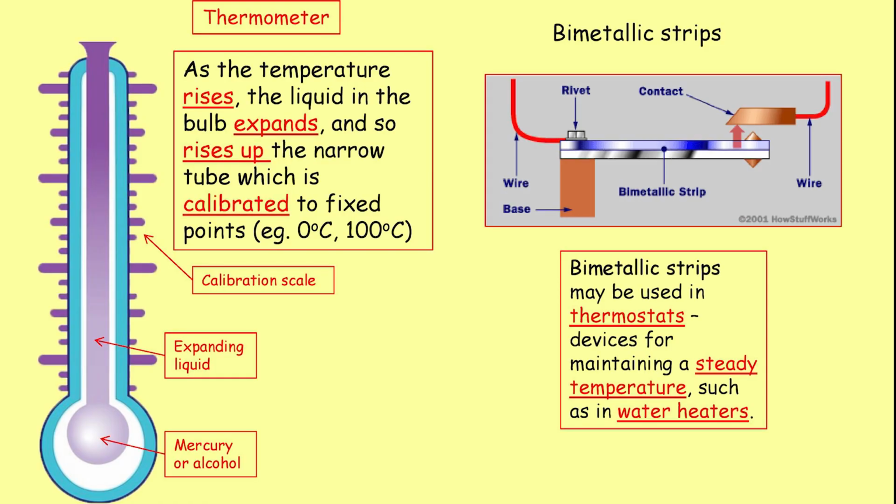Applications of thermal expansion. In a thermometer, as the temperature rises, the liquid in the bulb expands and so rises up the narrow tube, which is calibrated to fixed points. Bimetallic strips may be used in thermostat devices for maintaining a steady temperature, such as in a water heater. Thank you.